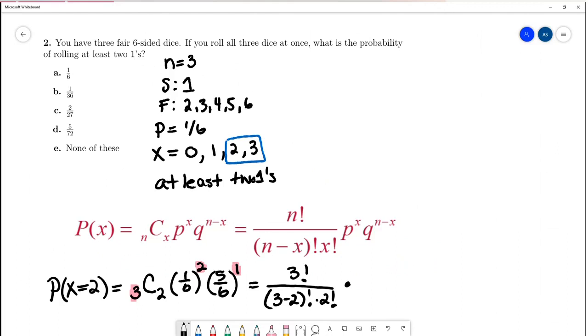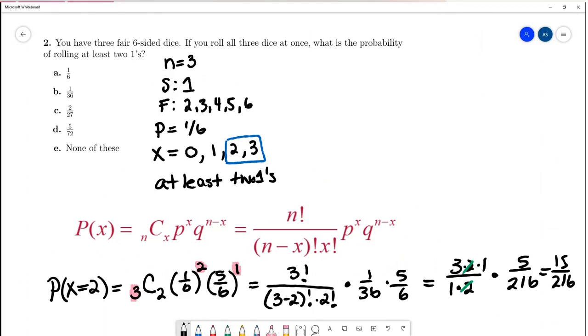1/6 to the second power will be 1 over 36 times 5/6. 3 factorial, that's 3 times 2 times 1. 3 minus 2 is 1, and 1 factorial is 1. We have 2 factorial, which is 2. So that's 5 over 216. And we'll cancel out these 2's, so that gives 15 over 216.